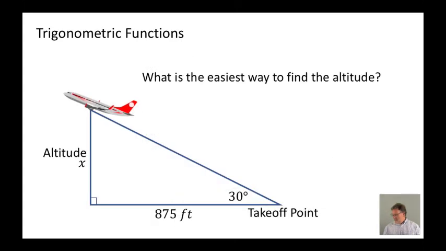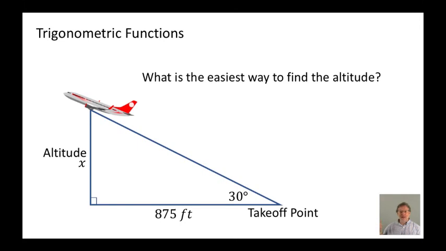All right, so here's an example here. Here's an airplane that's taking off at a takeoff angle of 30 degrees, and from that takeoff point there, they've gone an additional 875 feet across the ground. So we can ask ourselves, how can we find the altitude? Well, how would we find that? What's the easiest way in which we could find that? As it turns out, we've got 30 degrees there, and what 2 sides have we got there? Do we have the hypotenuse?